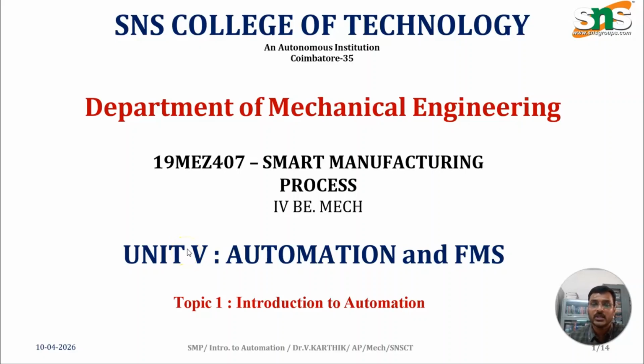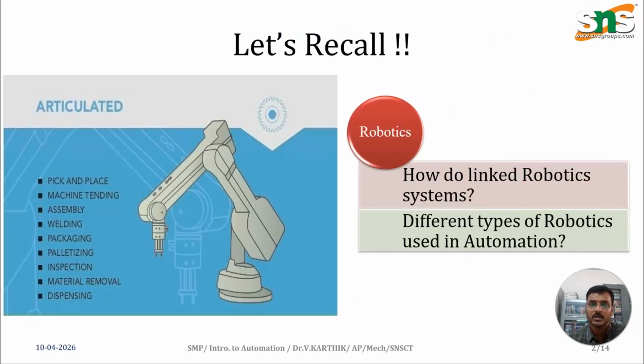Let us discuss the automations and the FMS in the subject smart manufacturing process. Let us recall the last class's topic. We discussed robotics in the last class, which means wherever we do smart manufacturing, robotics is one of the important parameters to make the loading and unloading and to machine the object.